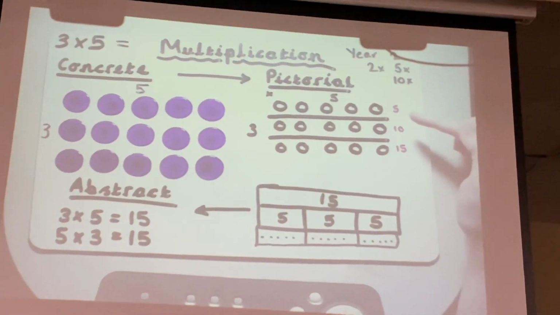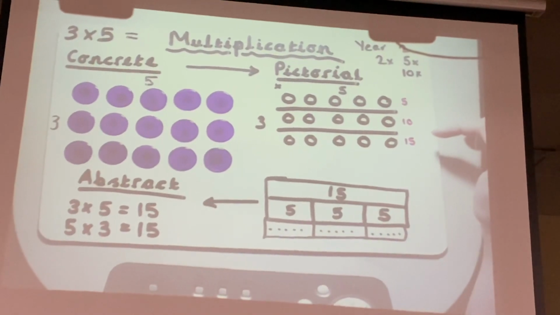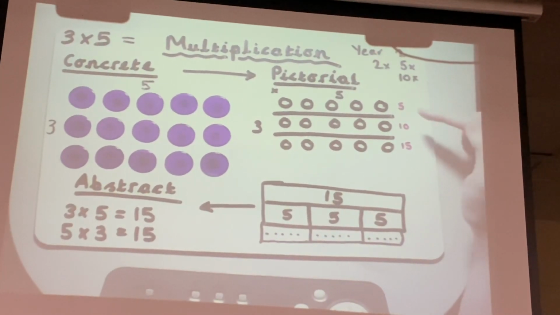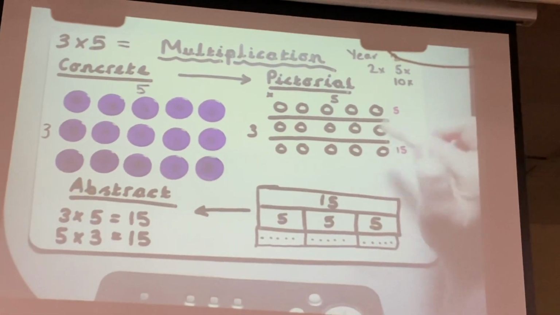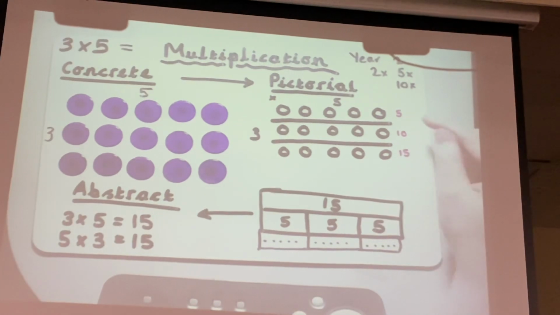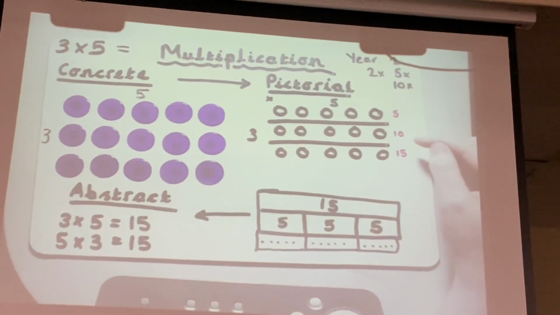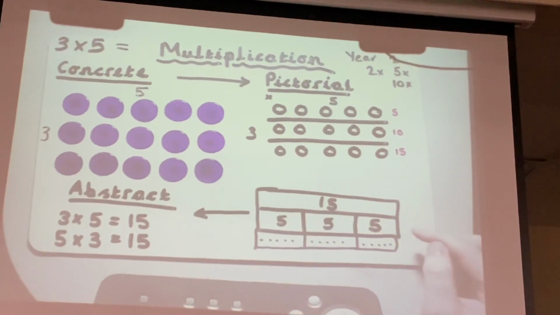5, 10, 15, 20, and just putting the totals at the end just helps them calculate the answer. So here, instead of going 1, 2, 3, 4, 5, they're more than likely going to make a mistake and there'll be inaccuracies. So just put in 5, 10, 15, they can work out the answer much easier. Here is the bar model.